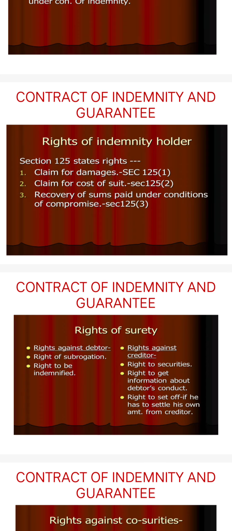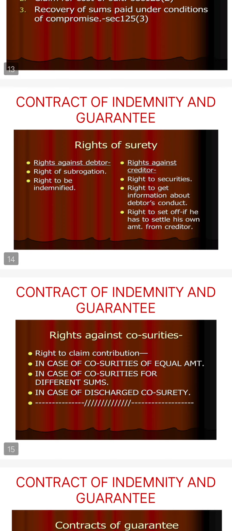Next, rights of indemnity holder. Section 125 states rights against claim for damages. Section 125, one: claim for cost of suit. Section 125, two: recovery of sum paid under conditions of compromise. Section 125, three. Next, rights of surety.